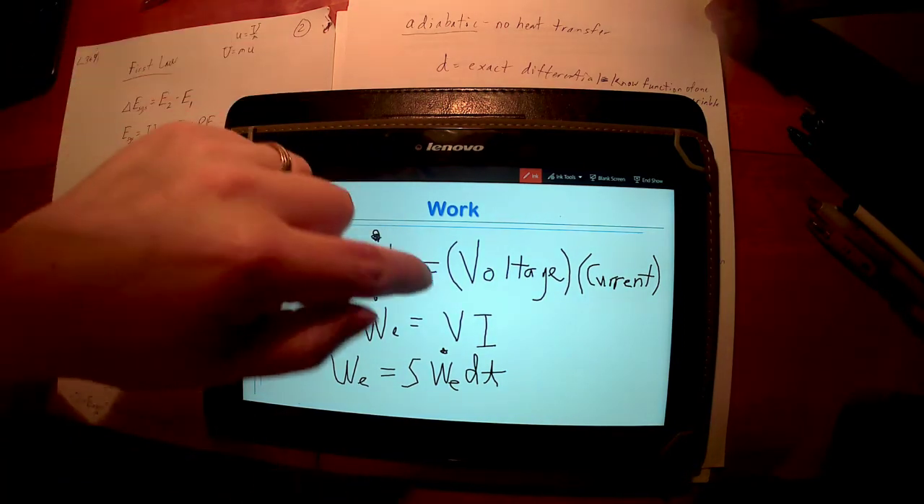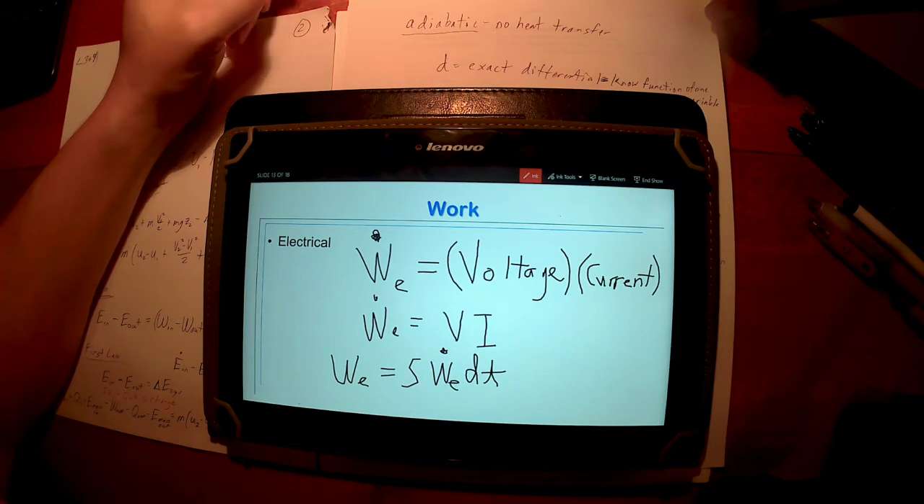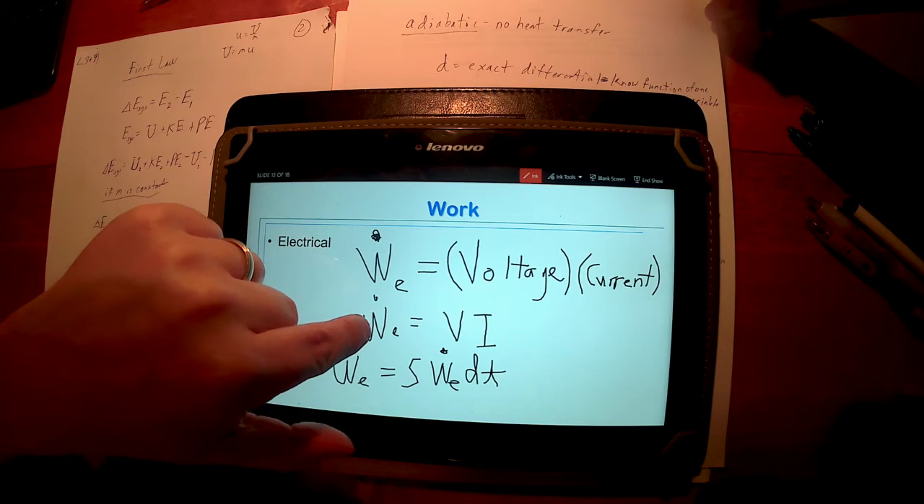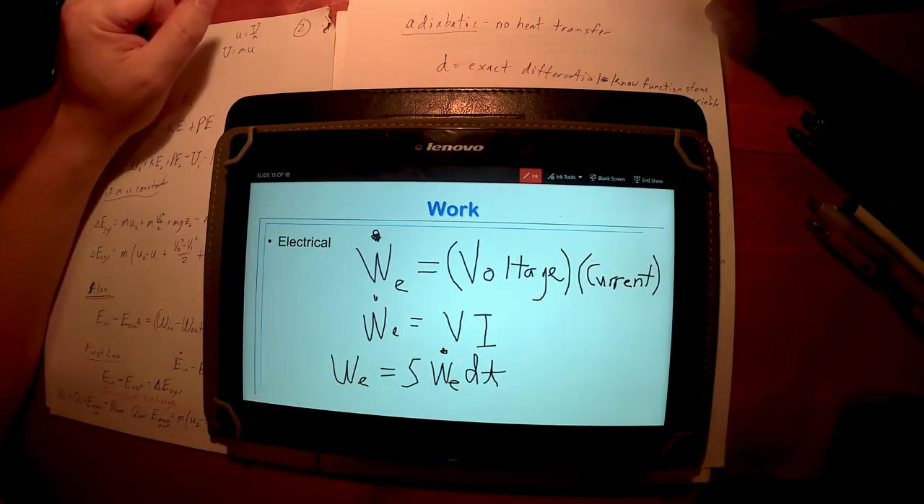Now notice what happens if voltage and current are constant. We call that DC conditions. So if I'm dealing with constant voltage and constant current, then the power is constant. It's not a function of time, and so I'm just multiplying the power, the electrical power, by the time, and that gives me the electrical work.